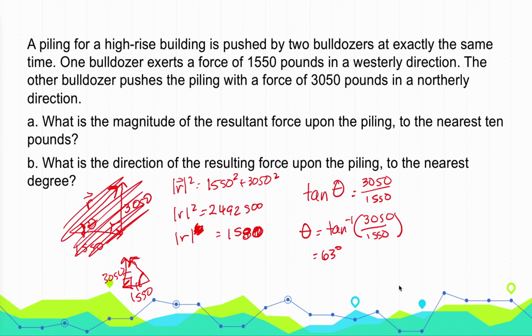And then we also need the direction here, because this is not in standard form. So if we're talking about north and west, this is 63 degrees north of west, right? If you're going west, you then turn 63 degrees to the north. So 63 degrees north of west.